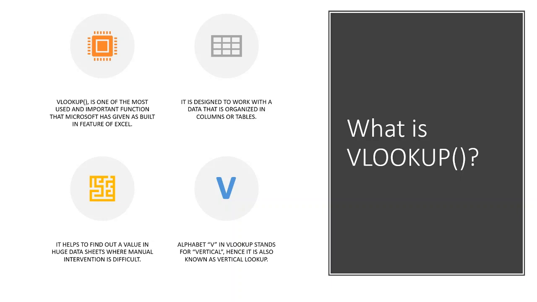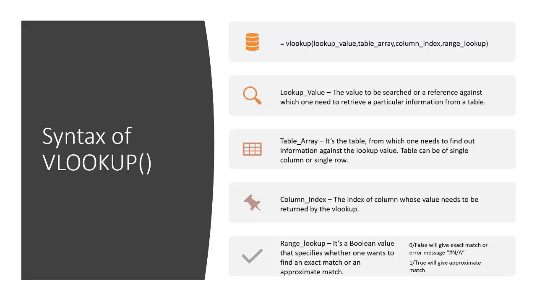Now let's see what the syntax of VLOOKUP is. VLOOKUP has 4 parameters. First, lookup value. Second, table array. Third, column index. And fourth, range lookup. Each of them is separated by a comma. Lookup value is nothing but the value to be searched, or the reference against which one needs to retrieve a particular piece of information from a table.